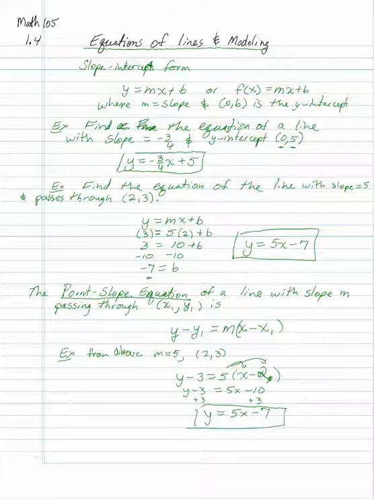Okay, so it doesn't matter to me which technique you use. You can write the slope-intercept form of the equation, plug in what you're given, solve for b, or you can use the point-slope equation, point-slope form. Either one would work. It's up to you how you want to do it.